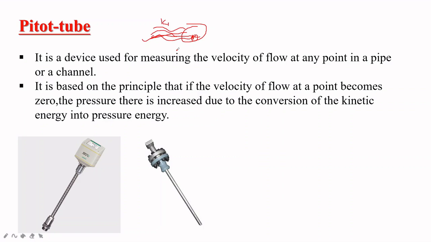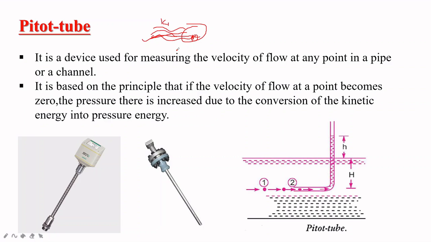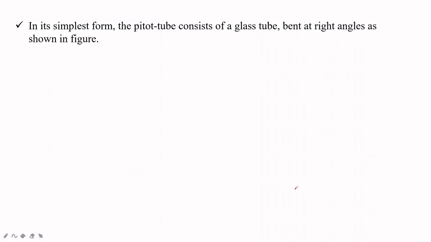This is the pitot tube. So schematically we will represent the pitot tube like this. Here h is the head under the water or above the flow. So section 1 and section 2. This is the schematic representation of the pitot tube. Now we will see some of the theory points.